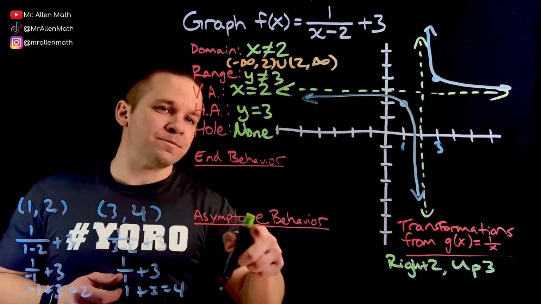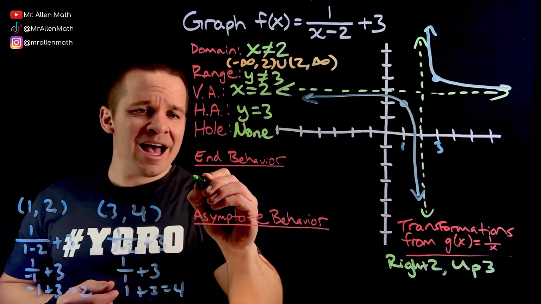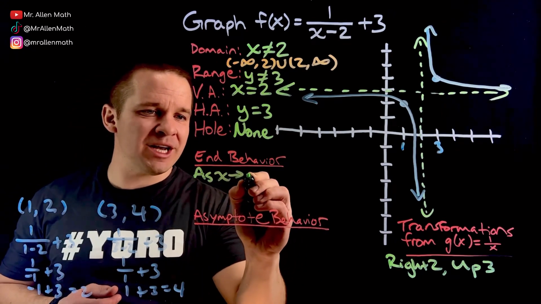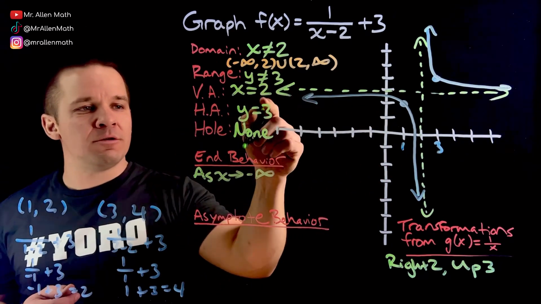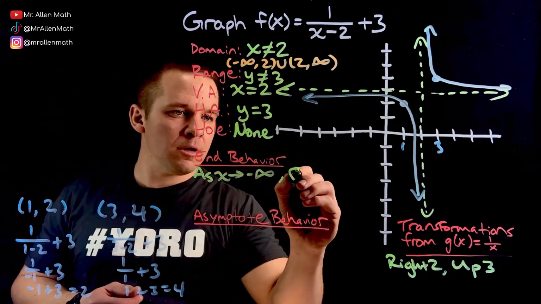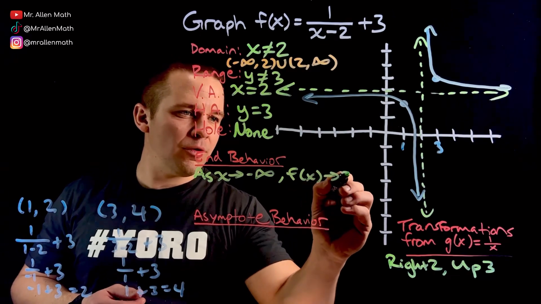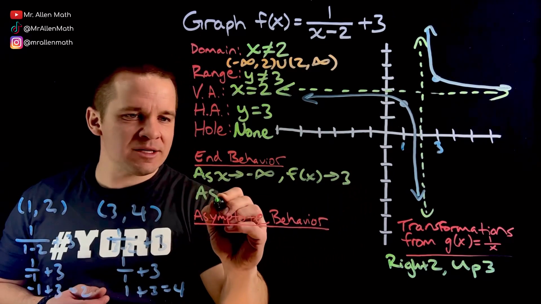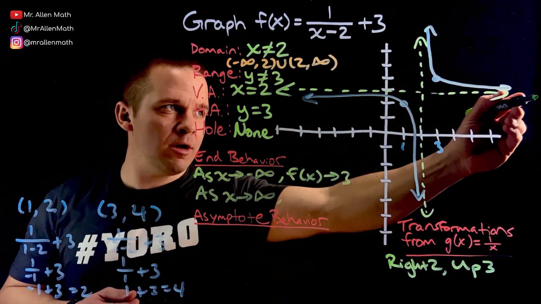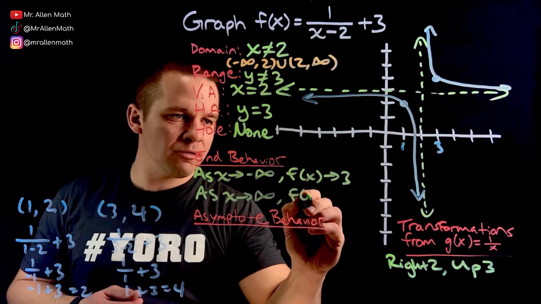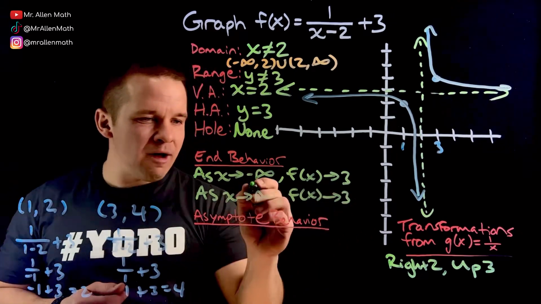Anywho, end behavior. As x is approaching negative infinity, as we're going to the far side, what is my graph getting closer to? It's getting closer to positive 3. Then as x approaches positive infinity, as I go to the right side, where is it going? It's getting close to positive 3 once again. I like it. Now, asymptote behavior.